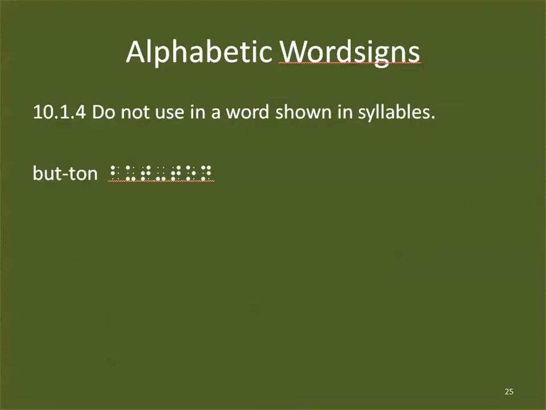We also do not use alphabetic word signs when one of them comprises a syllable, when a word is broken down into syllables, and one of the syllables represents the word from the alphabetic word sign. So we have button. If we're showing syllables with a hyphen in between, we're not just going to use B there. We need to spell out B-U-T and then hyphen T-O-N.